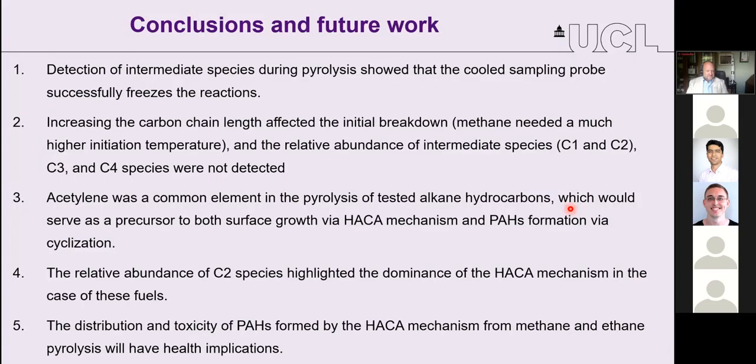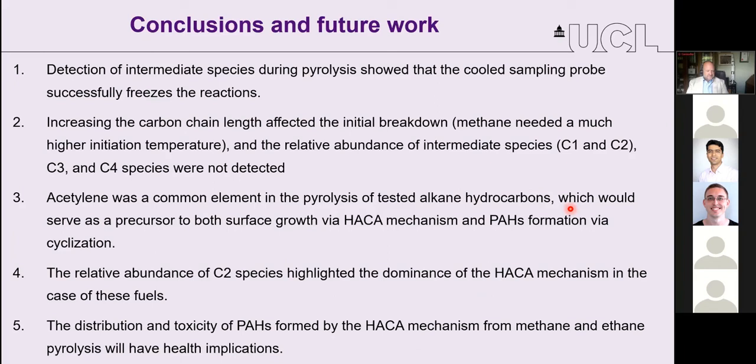Conclusion. First, the detection of intermediate species during pyrolysis shows that the cooled sampling probe successfully freezes the reaction. Second, increasing the carbon chain length affected the initial breakdown of the fuel, as methane needed a higher initiation temperature, and the relative abundance of intermediate species, that is C1 and C2, and interestingly, C3 and C4 species were not detected.